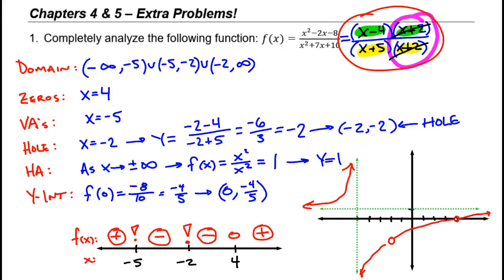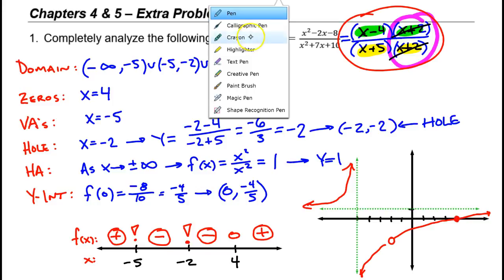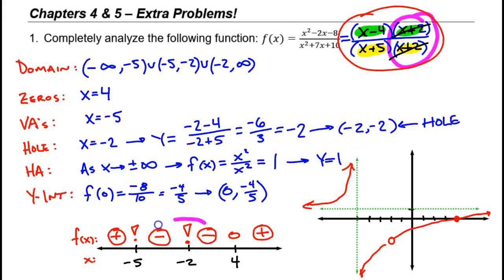And the only time it's okay to cross a horizontal asymptote is in the middle of your sign chart. So anywhere in here, it's okay to pass a horizontal asymptote. Out here at your end behavior, not okay. So anytime you're looking at end behavior, make sure you do not cross your horizontal asymptote. And that's it for this problem.